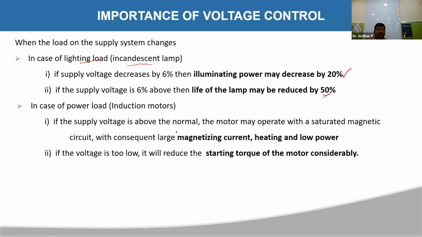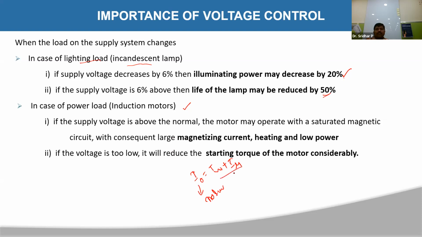Now we discussed induction motors also in the beginning of today's class. If the supply voltage is above normal, the motor may operate with saturated magnetic circuits. Now there will be magnetizing currents. That magnetizing current I0 is nothing but the working component plus the magnetizing component. This is nothing but the no load current.